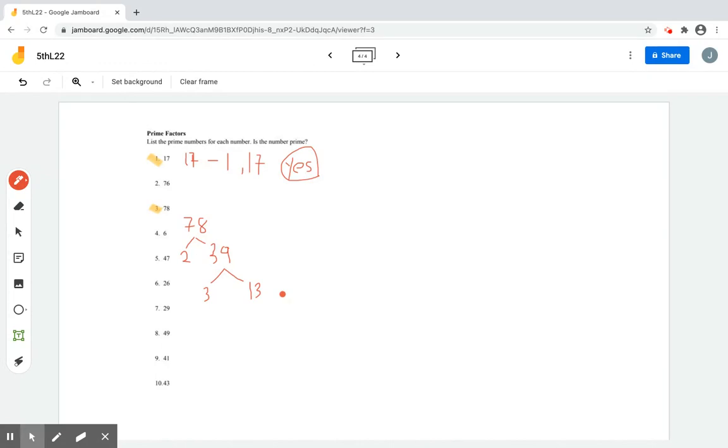So this shows us that it has more than two factors. It has 2, 3, and 13. A prime number should have only two factors, 1 and itself. But then 78 has the factors of 2, 3, and 13. So the answer is that this is not a prime number. Alright. And this is the answer. Okay. So this is it for today's lesson.